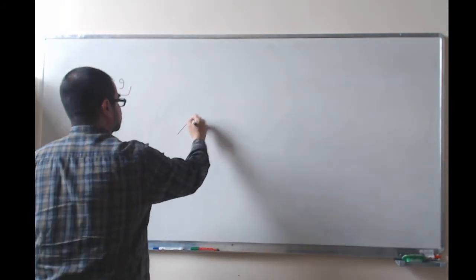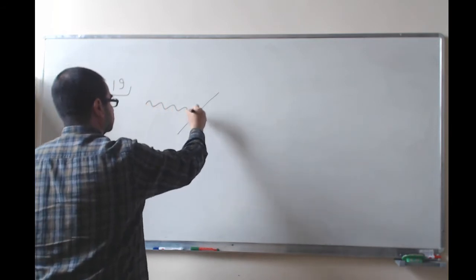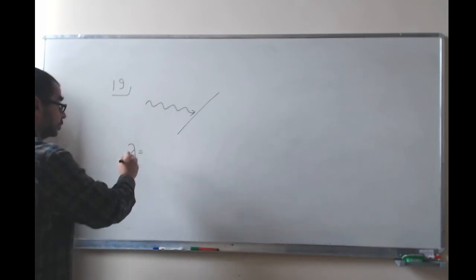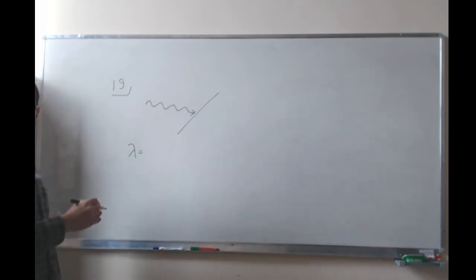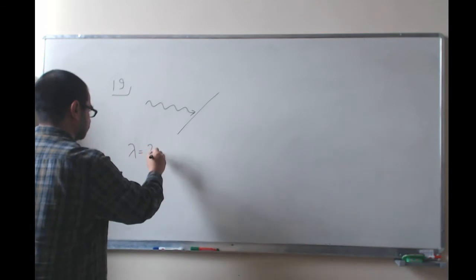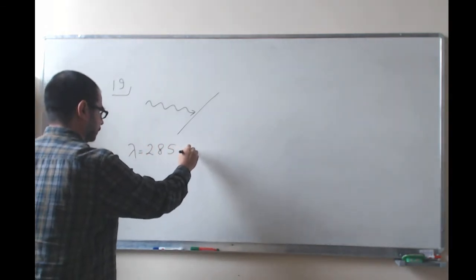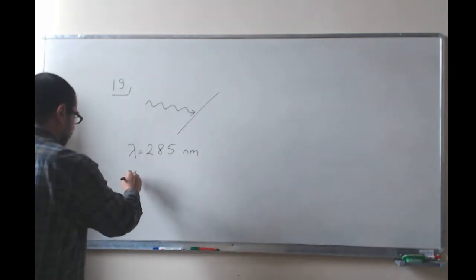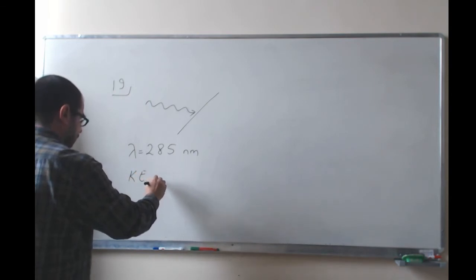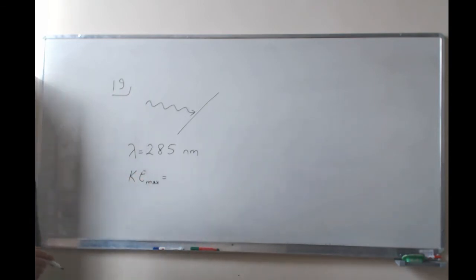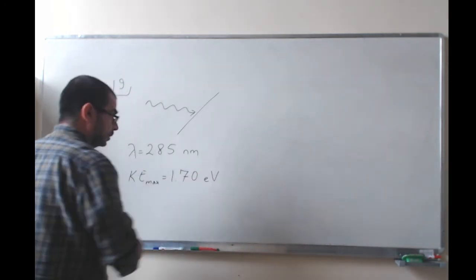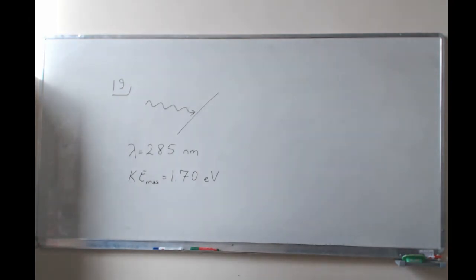So we have some surface. There's some light coming onto this. Its wavelength is ultraviolet, so it's below the wavelength of the visible light, 285 nanometers. Some photons are coming, and it emits some electrons. The maximum kinetic energy, Ke max, for these electrons is very conveniently given in electron volts, 1.70 electron volts, and they're asking for the work function of the metal.